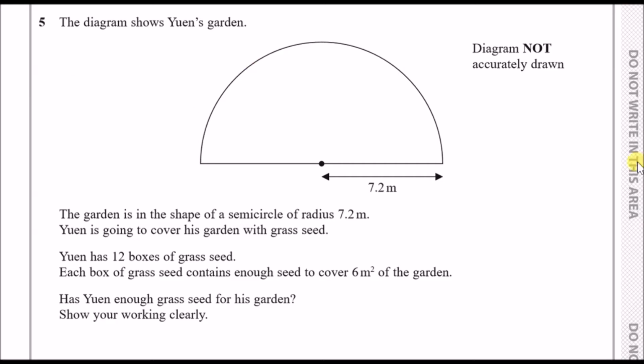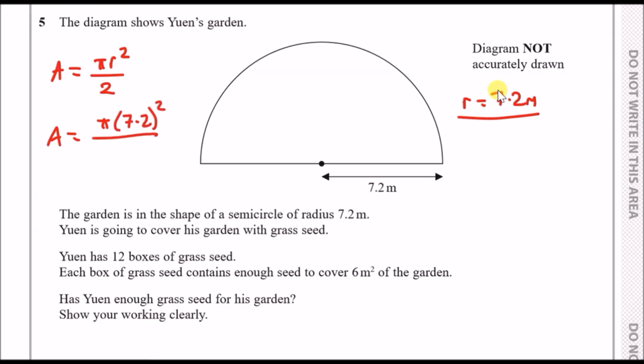Well, because we know it's a semicircle, this is essentially half the area of a circle. We need to remember that the area of a circle is pi r squared. Because we're dealing with half the circle, we're going to divide the result by 2. We know that the radius is 7.2 meters, so we're just going to plug in 7.2 for r. So our area is actually going to be pi times 7.2 squared all over 2. Now, when you put this in a calculator, guys, you should get an area of about 81.43 meters squared.